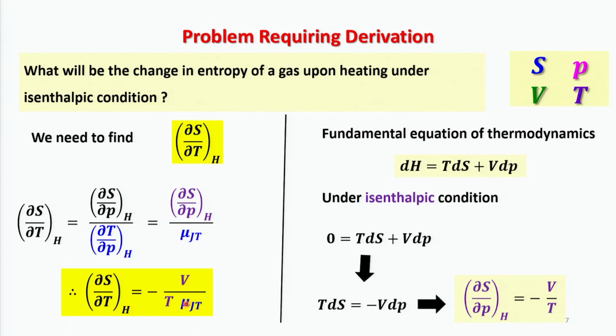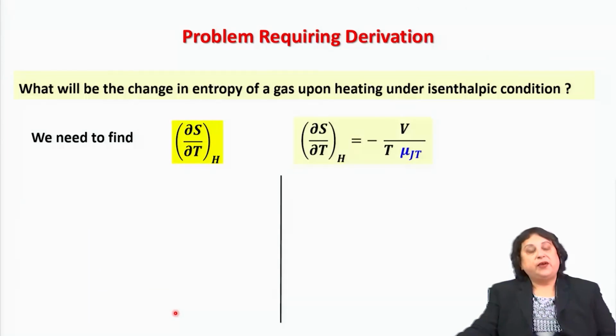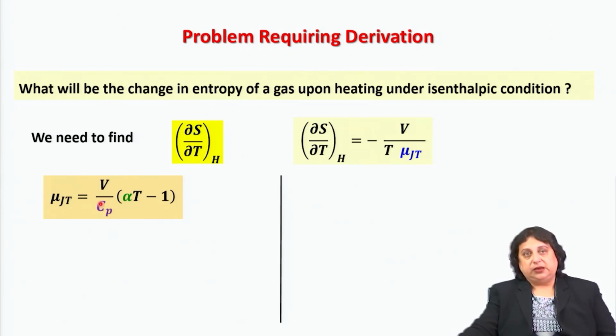But the question is, is mu j T a property that you always measure? Although charts are available where mu j T is tabulated, sometimes you can actually choose to change mu j T into much more available quantities, that is, mu j T you can express in terms of other measurable properties. We have already seen in our previous lecture that mu j T is equal to V by C p into alpha T minus 1.